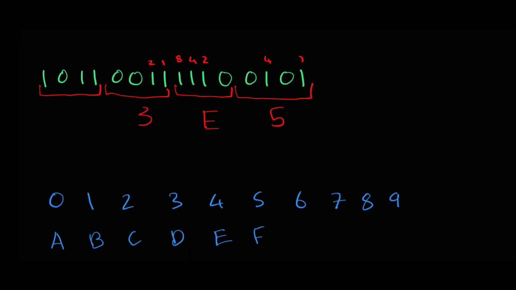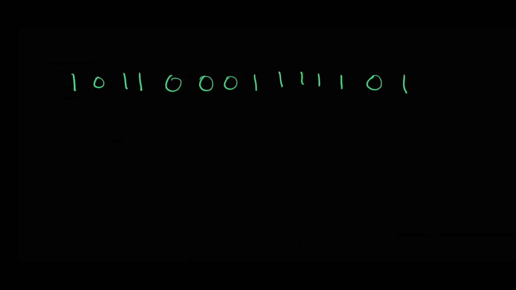And then finally we have 1011, which in decimal is 8 plus 2 plus 1, so 11. And in hexadecimal, that's B. So 1011, 0011, 1110, 0101 in binary is B3E5 in hexadecimal. Alright, now let's try this one.